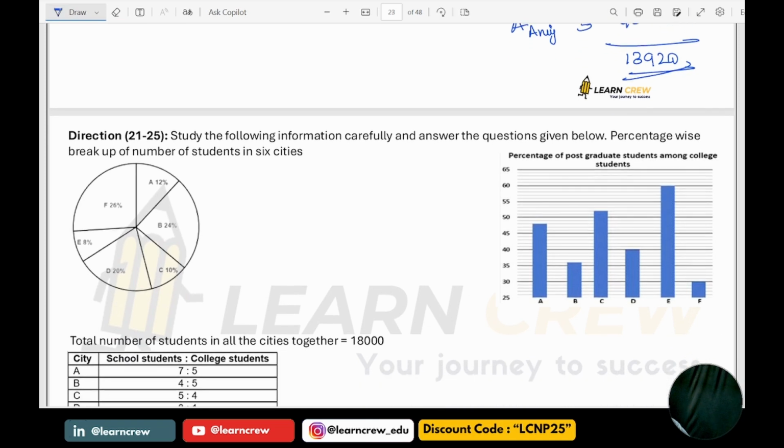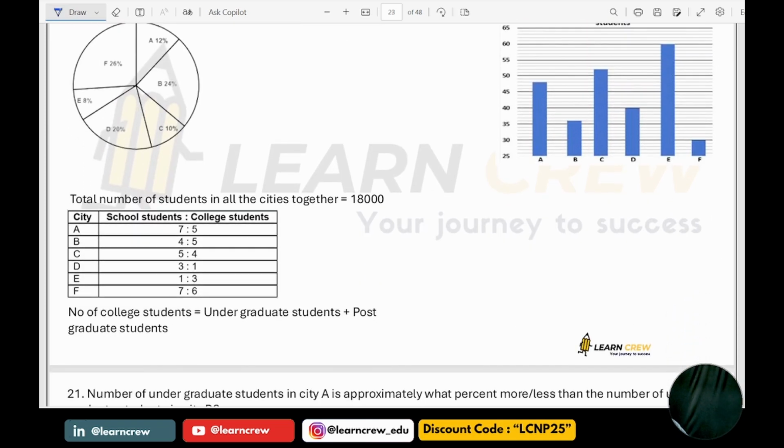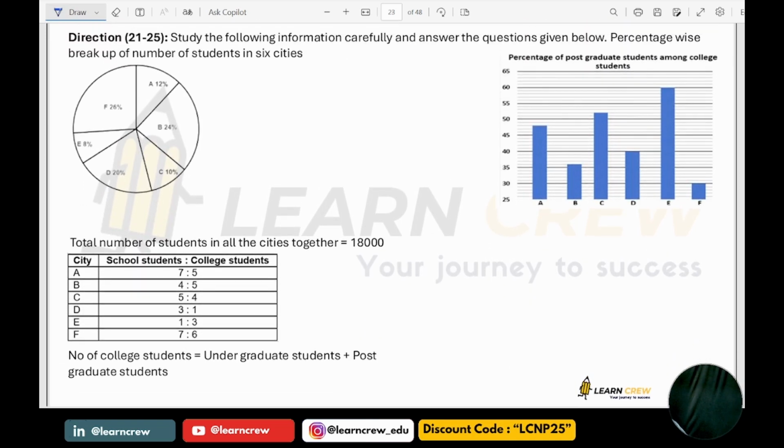21 to 25. Again we have a DI based on different multiple charts. Percentage wise breakup of number of students in 6 cities: A, B, C, D, E, and F. So percentage of postgraduate students among college students, A, B, C, D, E, F. So school students to college students. Total number of students in all the cities together is 18,000. So 12% is 2160.